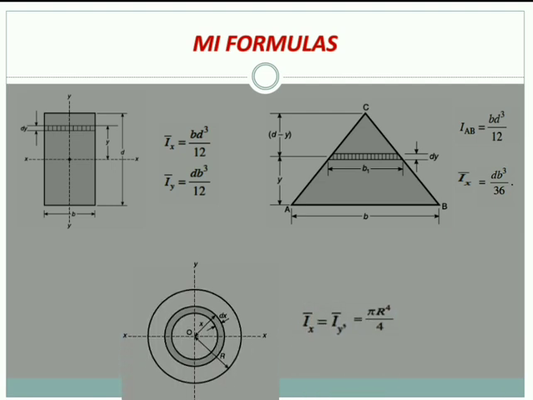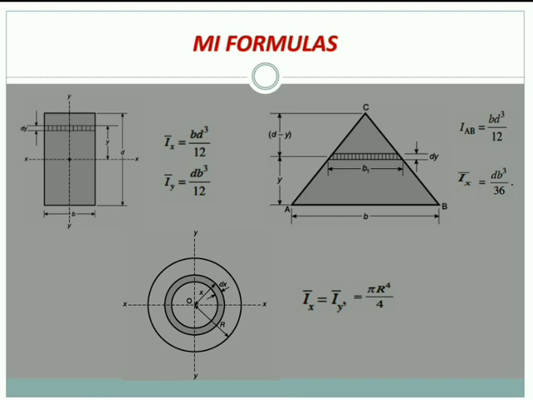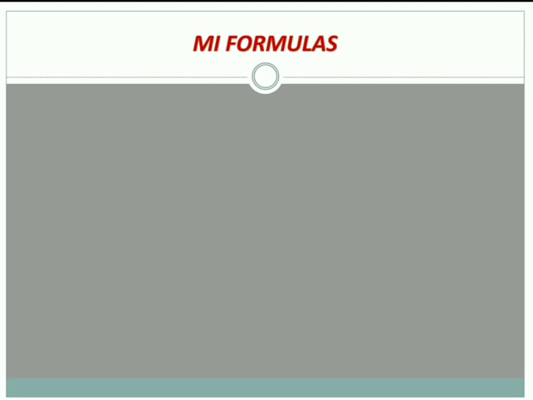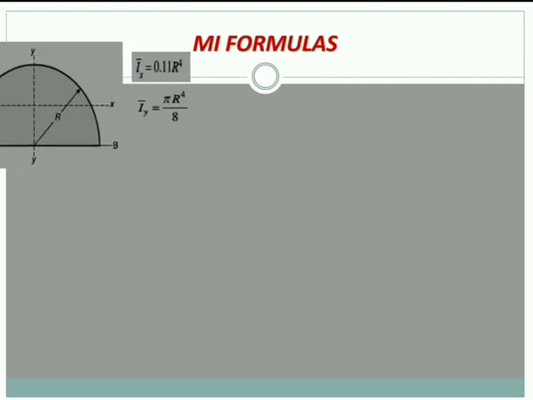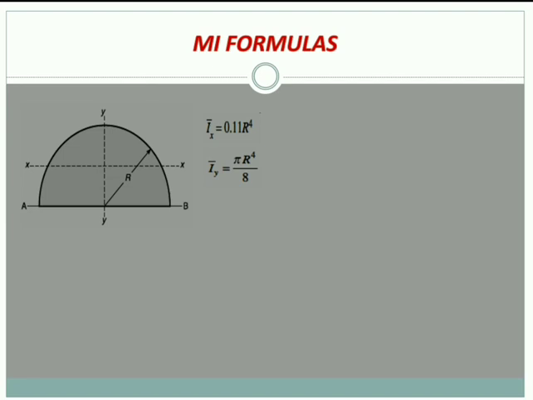Then for a circle, as it's a completely symmetrical figure, Ix and Iy will be the same, given by the relationship pi r raised to 4 by 4. Moving further, for a semicircle, we get the relationship Ix is equal to 0.11 r raised to 4, where r is the radius, and Iy is equal to pi r raised to 4 divided by 8.